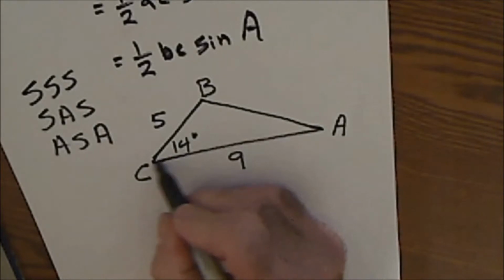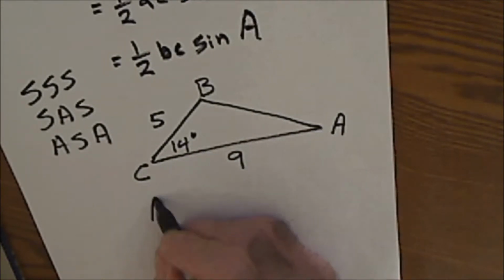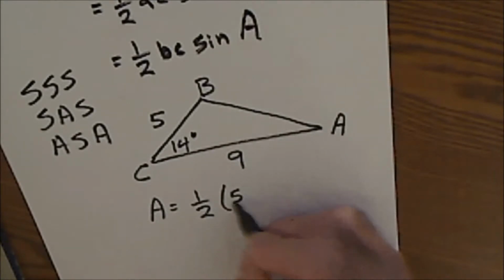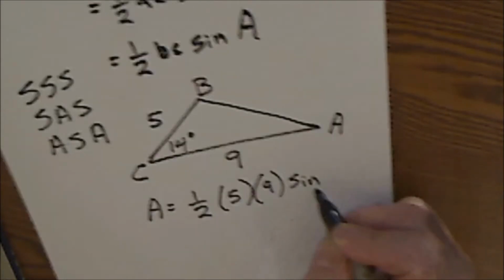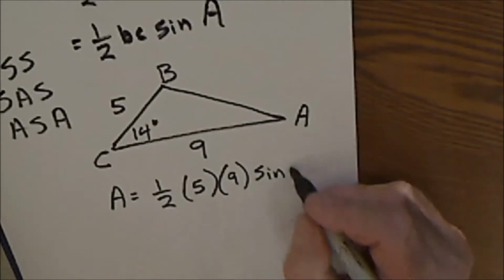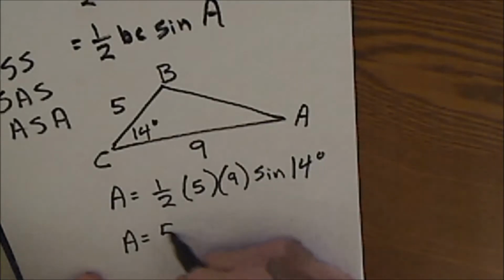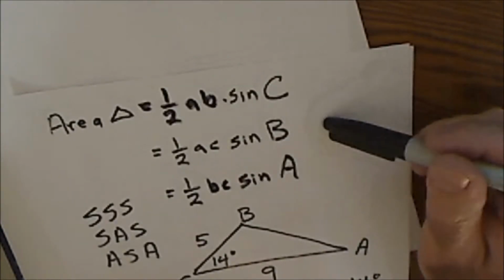Say we're given a side B of 9 and an angle C of 14 degrees. So I have triangle ABC. I'm given a side, angle, side. So the area of this triangle is 1/2, one leg, the other leg, sine of the angle in between those two legs, so sine of 14 degrees. So area of that triangle is 5.4 units.